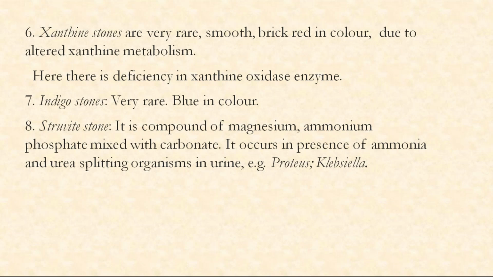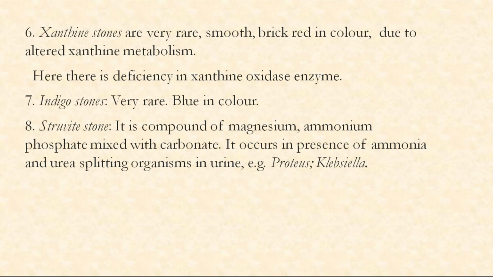Next, struvite stones. These struvite stones are composed of magnesium ammonium phosphates mixed with carbonates. Ammonium or magnesium phosphate combined with carbonate is called struvite stone. It occurs in the presence of ammonia and urea-splitting organisms like Proteus and Klebsiella. So these are the various varieties of the renal stones you can know.